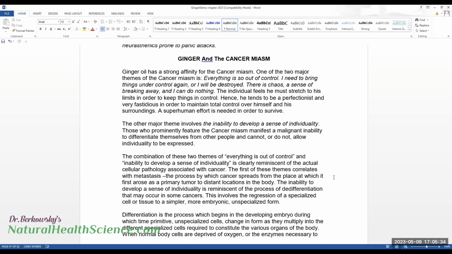Now, the other major theme involves the inability to develop a sense of individuality. Those who prominently feature the cancer miasm manifest a malignant inability to differentiate themselves from other people. They cannot or do not allow individuality to be expressed. This is one of the major issues you run into when you're doing custom blends for people who come to you for a custom blend. That's why you see so much cancer miasm among the individuals you're going to be making blends for. This correlates to cancer in a very specific way.